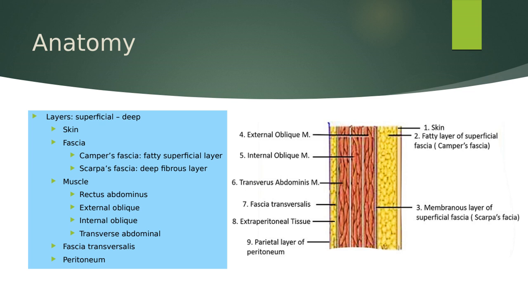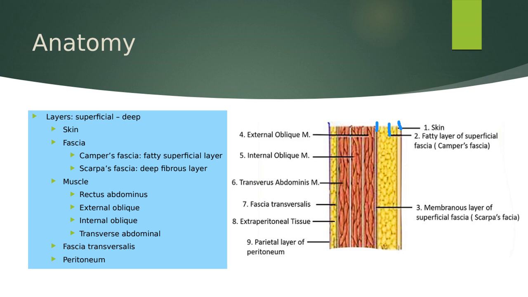If we look at this picture here, it shows a nice progression of what those layers look like. Our first layer is going to be our skin, very thin. We're going to have 2 layers of fascia following that. We're going to have our fatty Camper's fascia, and then a very, very thin layer of Scarpa's fascia, that fibrous layer before our muscle.